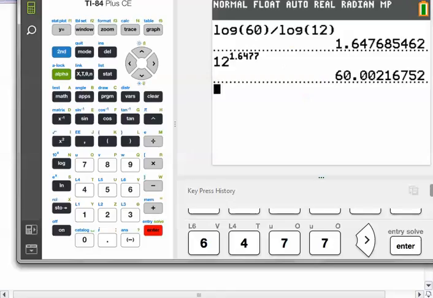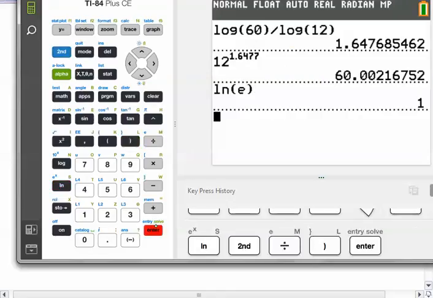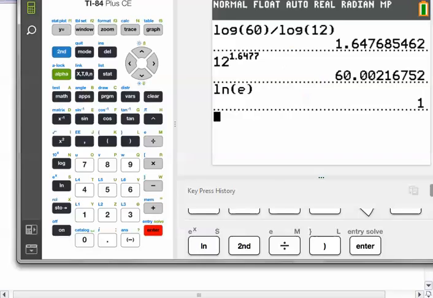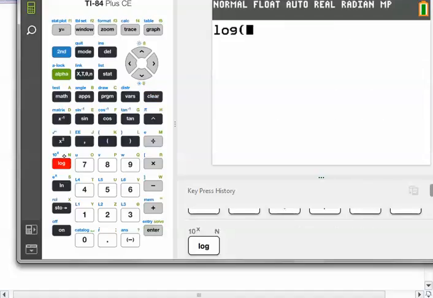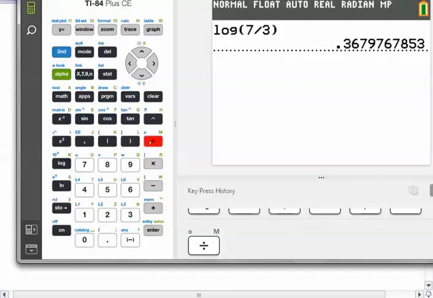If you take a look at what natural log of e is on the calculator, we see that it's the number 1. So I'm going to replace this with a 1. So now this is what I have: 0.4t is equal to the natural log of 7/3. Alright, and I'm ready to divide by 0.4, and I get that t is equal to, let's go to the calculator, natural log of 7 divided by 3, enter, divided by 0.4.